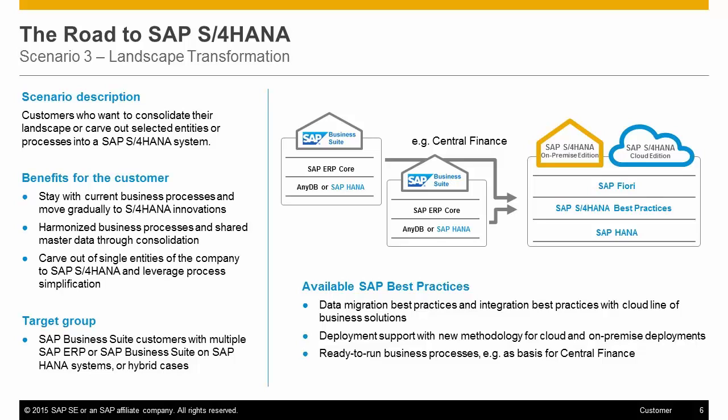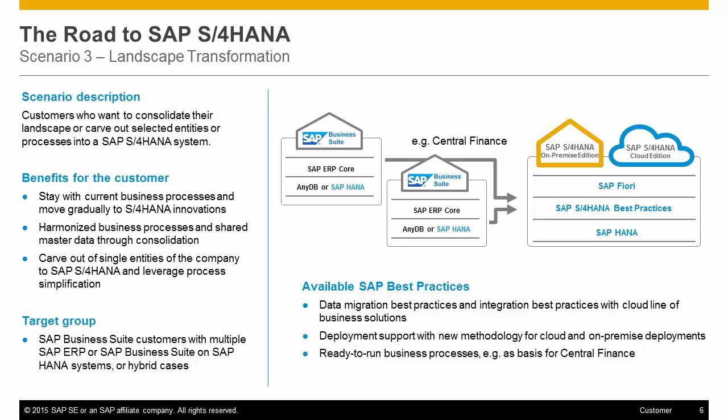Usually, a transformation project is more than a technical task to move to the newest software architecture. Usually, the project has to deal with requirements such as the merge of multiple systems into one global system or the migration of selective parts of a system. With SAP best practices, landscape optimization services, deployment support from SAP Activate methodology, and ready-to-run business processes, these landscape transformation requirements can be addressed.